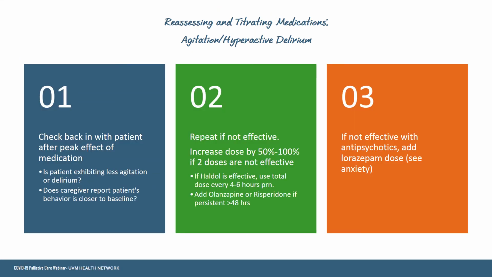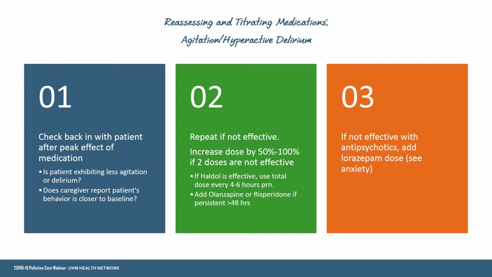If you have given medications for agitation, the following steps will guide you in reassessing and titrating medications if necessary. Step 1. Check back in with the patient after peak effect of medication: 1 hour for oral and about 15 to 30 minutes for IV. Look for whether the patient is exhibiting less agitation or delirium, or is quieter, calmer, better able to engage. Does the caregiver report the patient's behavior is closer to baseline?